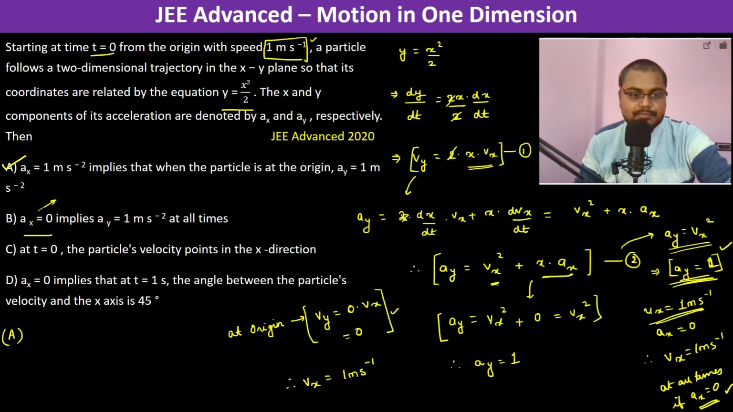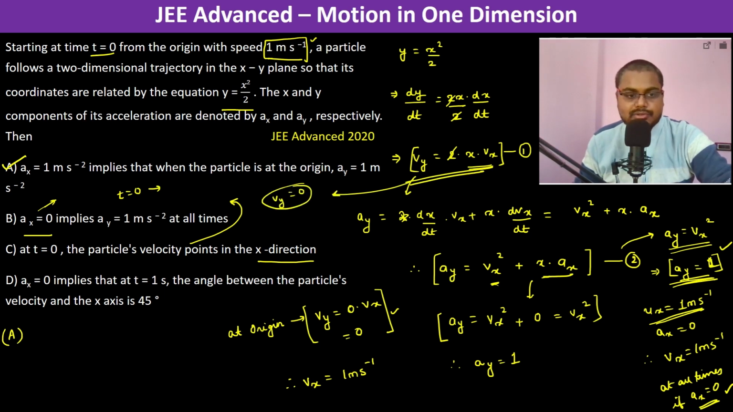At time t equal to 0, the particle's velocity points in the x direction. That's true, because at t equal to 0, by this equation, vy is equal to 0. So the particle's velocity points in the x direction always. That is also true. So B is also true, C is also true. Next, ax equal to 0 implies that at t equal to 1 second, the angle between the particle's velocity and the x-axis is 45 degree.